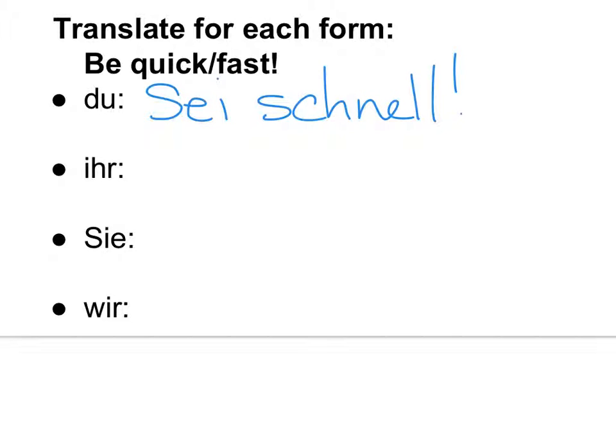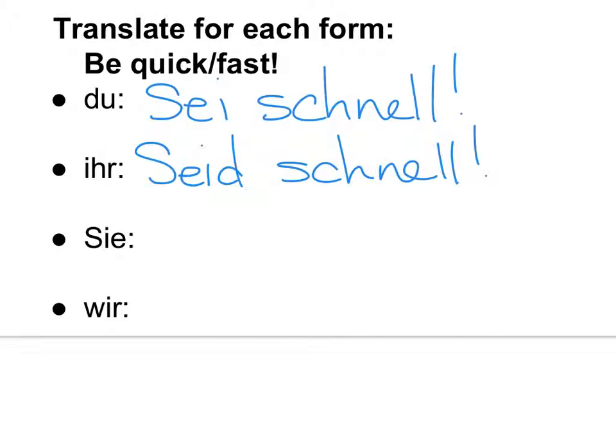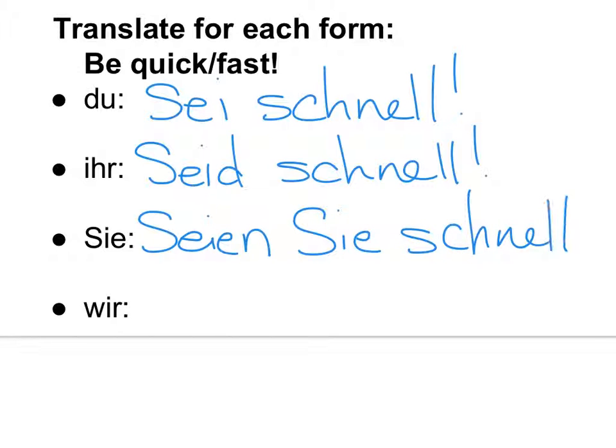What about ihr? Seid schnell. Sie? Seien. And then what? Sie? Seien Sie schnell. Und wir? Seien wir schnell. Gut.